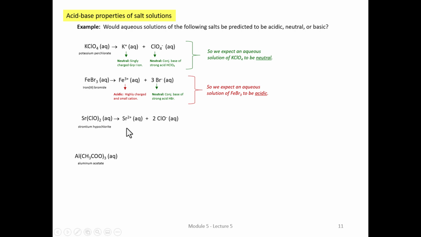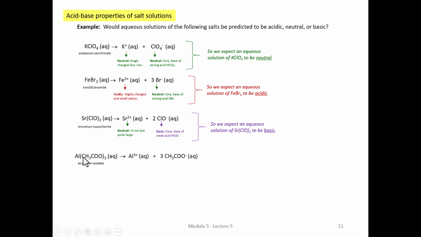How about strontium hypochlorite? We said on the previous slide that strontium was an example of an ion that's relatively neutral because even though it's higher charged, it's quite large. Hypochlorite is basic in solution because it's a conjugate base of the weak acid, hypochlorous acid. So we'd expect strontium hypochlorite to be basic in solution.